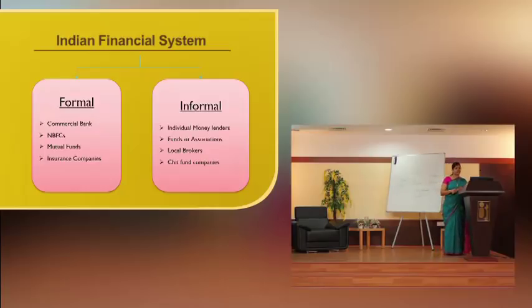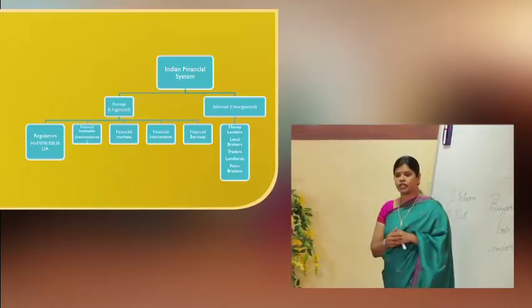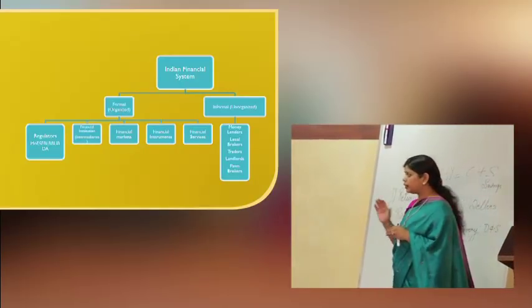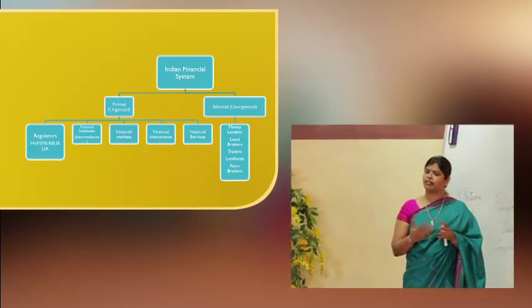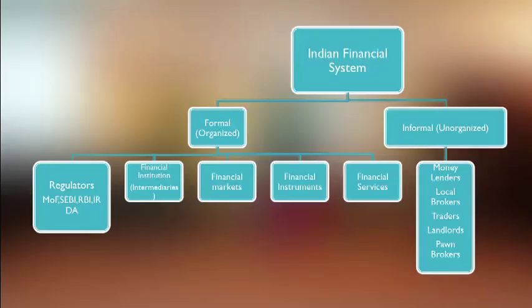In the formal organization, we have the regulators, right? The regulators can be the Ministry of Finance, the RBI, SEBI, or IRDA. So, these are the players who are going to act as regulators of the financial system. Then we have the financial institutions like the banks, right? They are also a category of the formal financial system. Then we have the financial markets. As I said earlier, we have various financial markets, and then the financial instruments and the financial services.